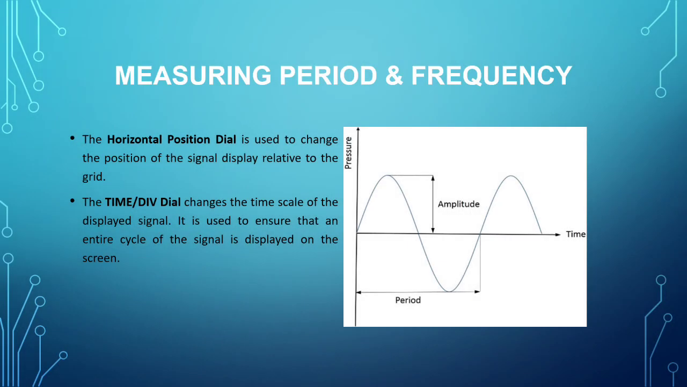Measuring period and frequency. The horizontal position dial is used to change the position of the signal displayed relative to the grid. The time per division dial changes the time scale of the displayed signal. It is used to ensure that an entire cycle of the signal is displayed on the screen.